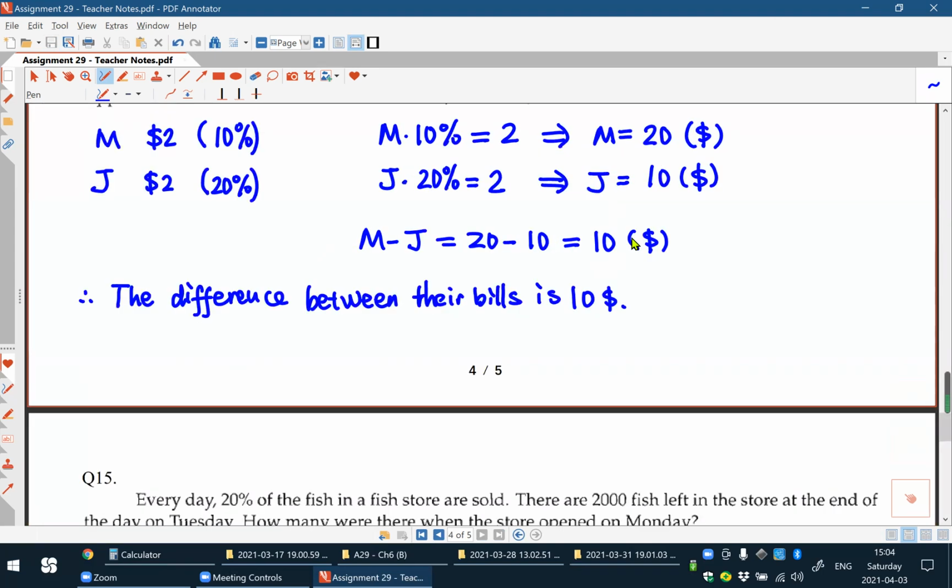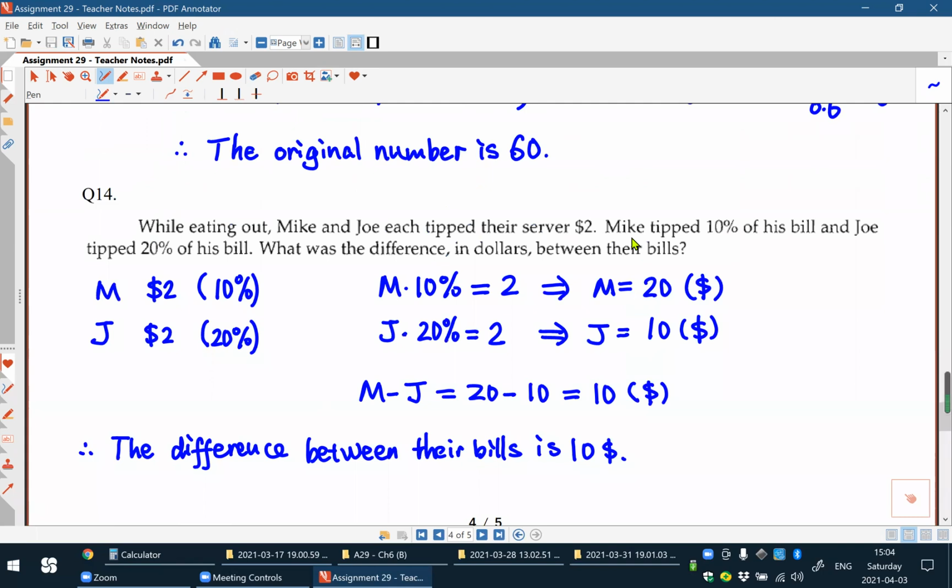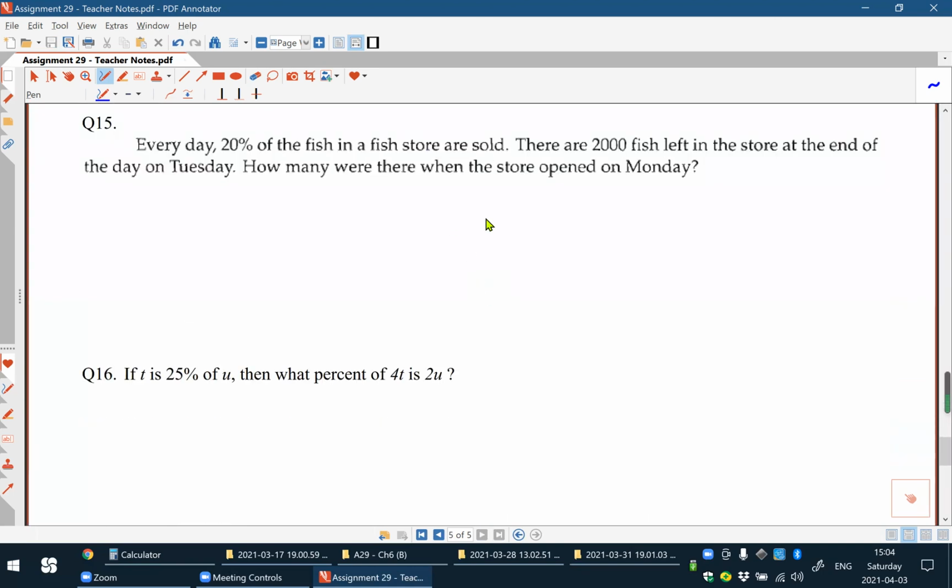No questions? All right, let's see. Next one. Every day, 20% of the fish in a fish store are sold. There are 2,000 fish left in the store at the end of the day on Tuesday. How many were there when the store opened on Monday?